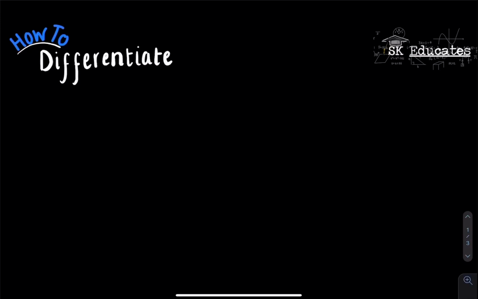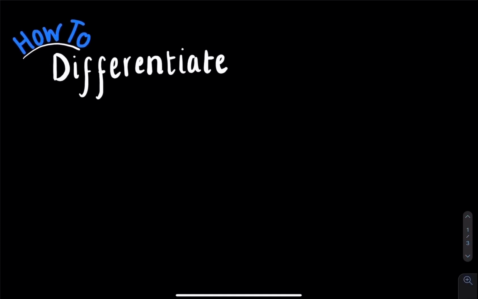So let's get started. Let's say we had a cubic function y equals x cubed. Now if I want to differentiate y with respect to x, which is what dy over dx means, all you have to do is look at the power, bring it down, so I want to get 3x, and then take 1 away from the power. So 3 minus 1 is 2.